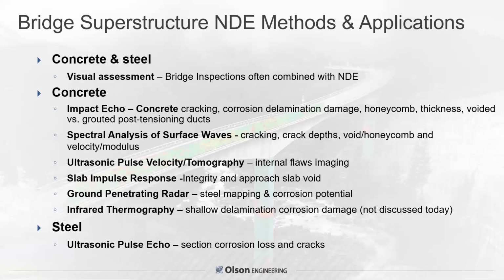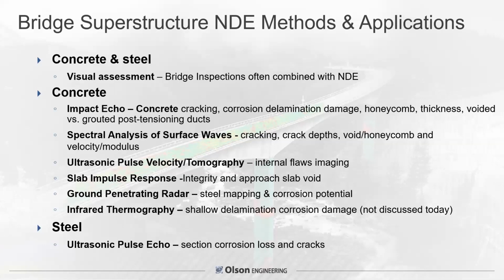Spectral analysis of surface waves, looking for cracking, getting depths of perpendicular cracks to the surface, void and honeycomb evaluations, slower velocities associated with that, and getting direct measurements of velocity and modulus. These first two tests are done from one side. Ultrasonic pulse velocity or tomography typically takes access to both sides to see much internally, at least a semi-direct angled or direct test from side to side, although you can test near the surface and get a basic measurement of velocity as well. Slab impulse response is a test used for integrity of concrete and looking for void below slabs on grade, concrete slabs on grade, such as an approach slab.